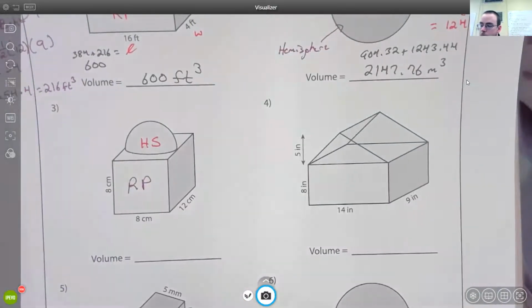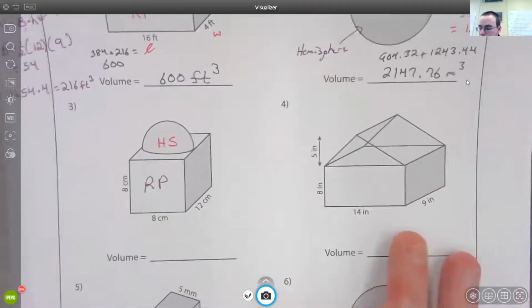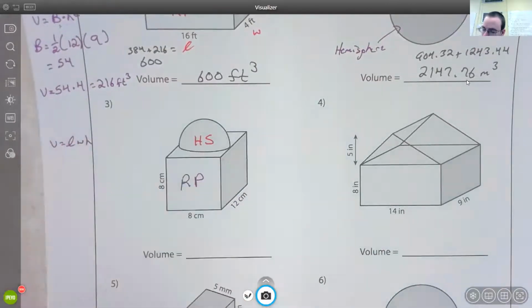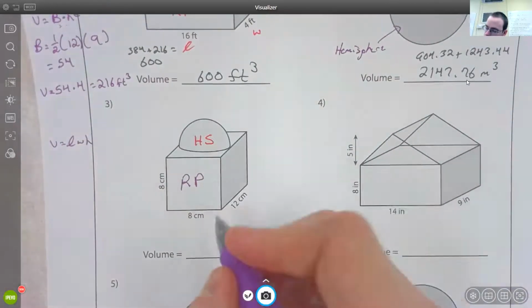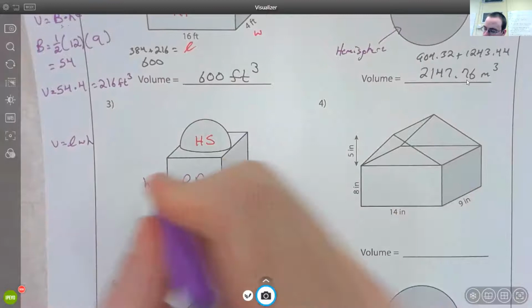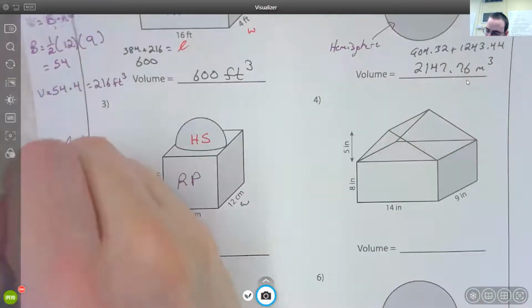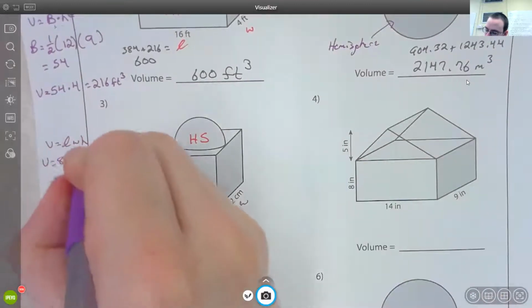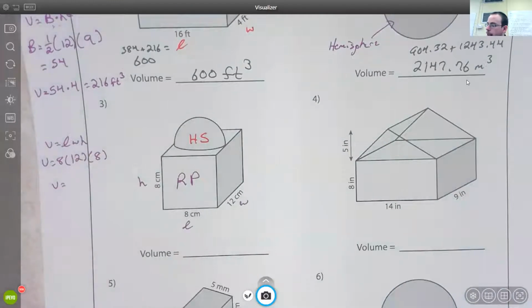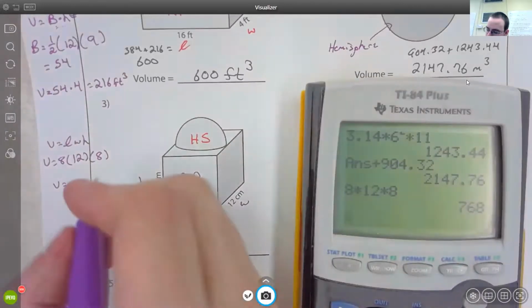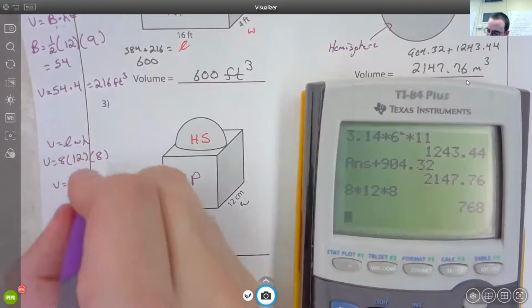Okay, so we're going to find the volume of the rectangular prism first. So the volume is given to us by length times width times height. The length of our rectangular prism is 8, the width is 12, and the height is also 8. So we take 8 times 12 times 8. And so we get our volume for the rectangular prism is equal to 768 centimeters cubed.